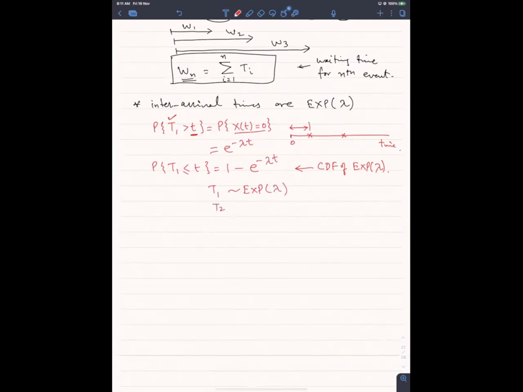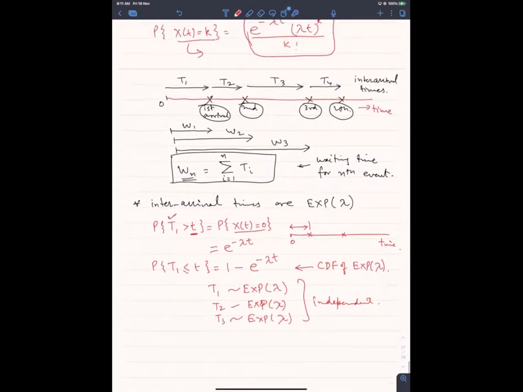Similarly, we can show that T2, T3, these are all exponential lambda. We can also show that these are independent. Notes में show किया गया. कैसे show किया? Conditional probability निकाल के. Okay. Now, since all of these are exponentials, so you can see that W's are just the summations of exponentials. And we have seen before, okay, if you have many independent exponential random variables, you add them together, you get a gamma distribution.